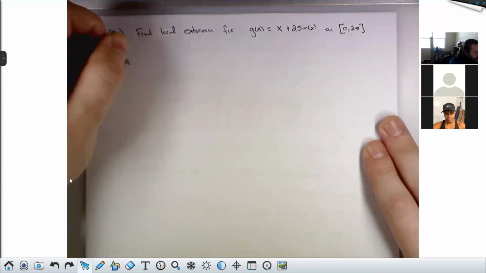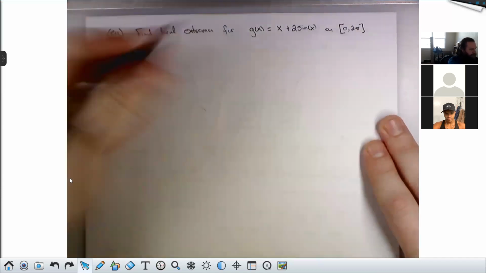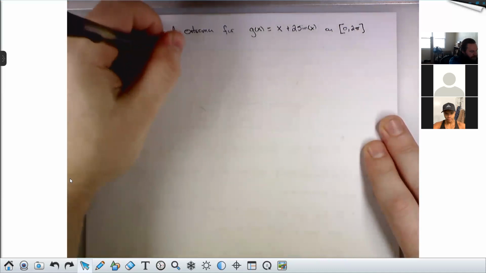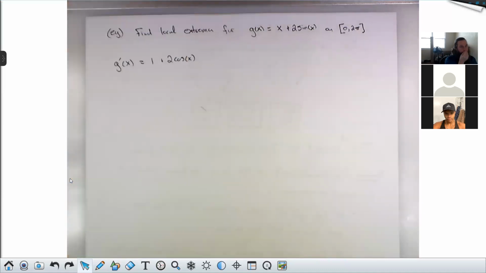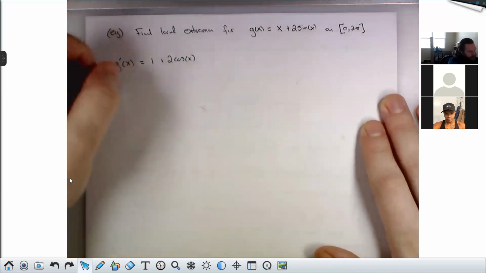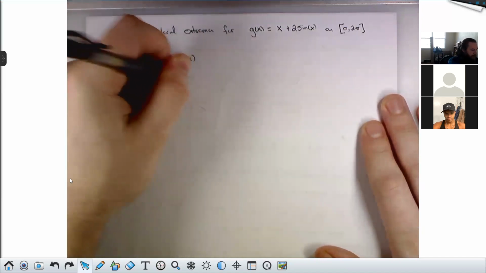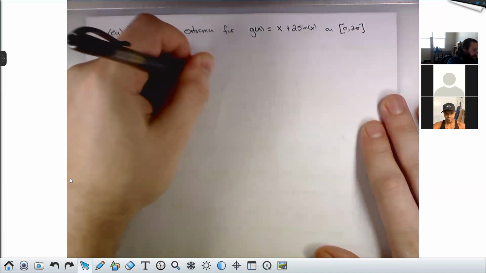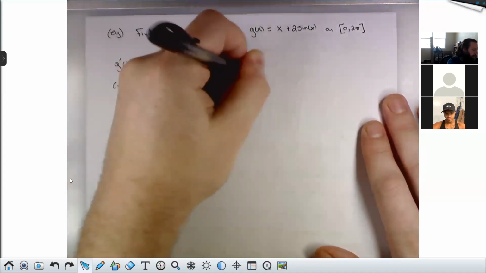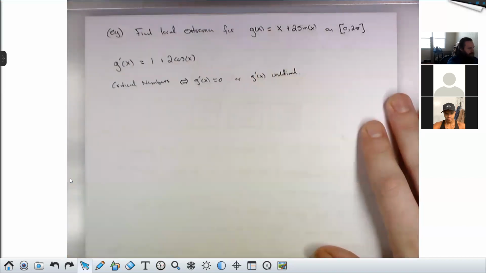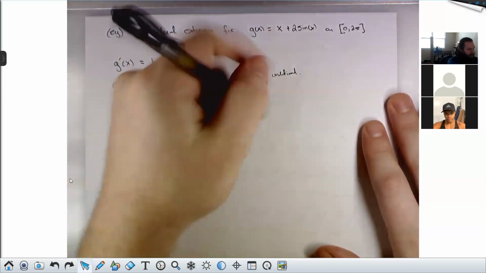g prime, if I take the derivative here, the derivative of x is 1 plus the derivative of 2 sine x, which is 2 cos x. So if I want to find my critical numbers, that means we need to find where g prime of x is equal to 0 or g prime of x is undefined. We're lucky here. g prime is never undefined.